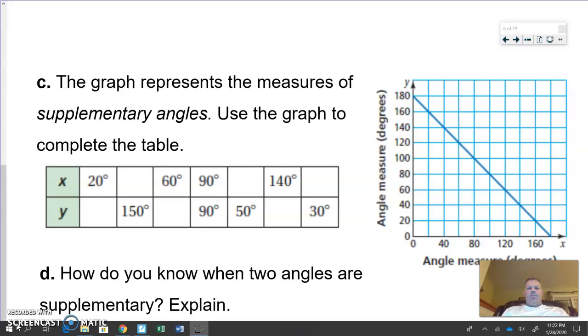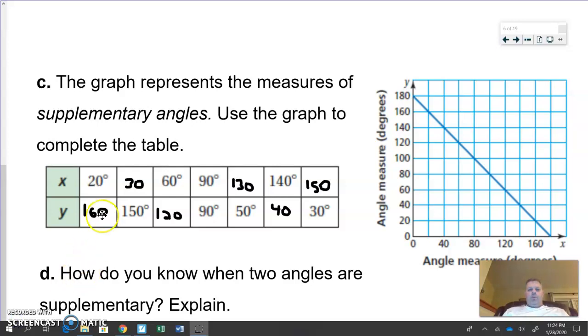This graph represents the measures of supplementary angles. Use the graph at the right to complete this table. For example, when x is 20, y is going to be 160. Please pause the video, allow students to fill out that table, and start it in about a minute. Thank you.